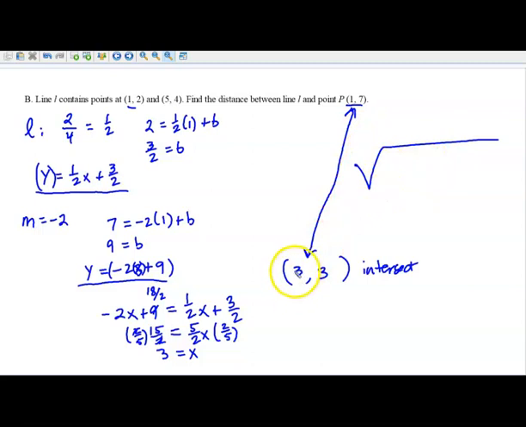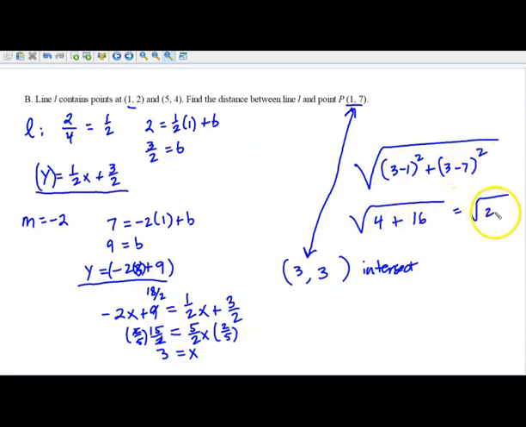The difference between the x's, 3 minus 1 squared, plus 3 minus 7 squared. 3 minus 1 is 2, and that's 4, 2 squared. And this is -4 squared, which is 16. So we get the square root of 20.